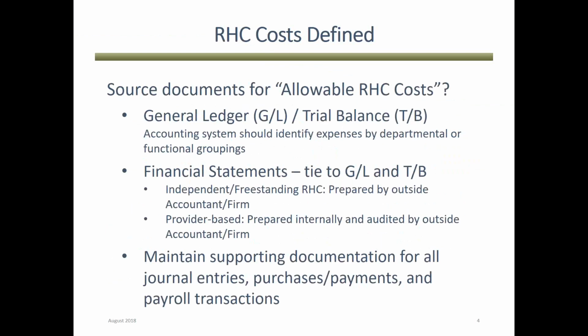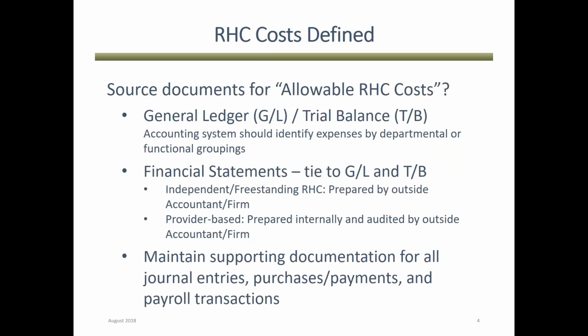What are some source documents for allowable RHC costs, or we should say RHC costs that then we make a determination as to their allowability? Well, the first is your general ledger and trial balance. And it is important that the accounting system identify expenses by departmental or functional groupings. Otherwise, it is difficult for program auditors or the preparer of the cost report to determine where expenses should be grouped on the cost report forms, and we'll see those a little bit later on.